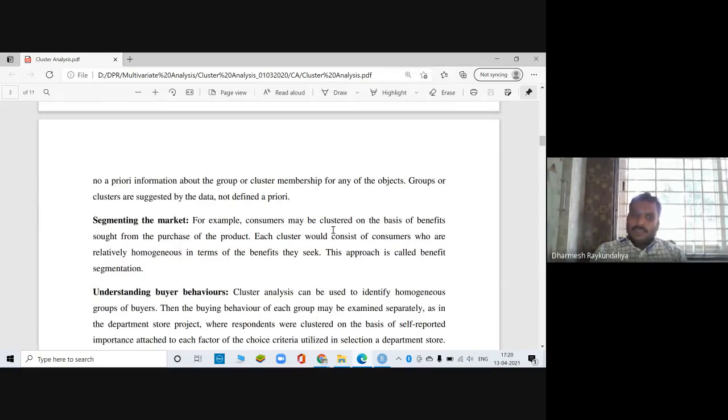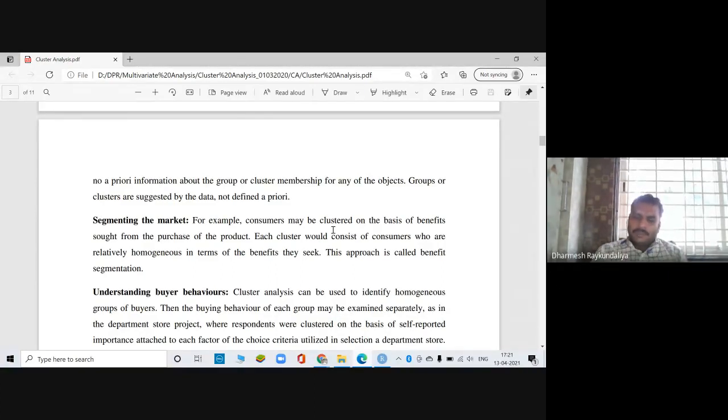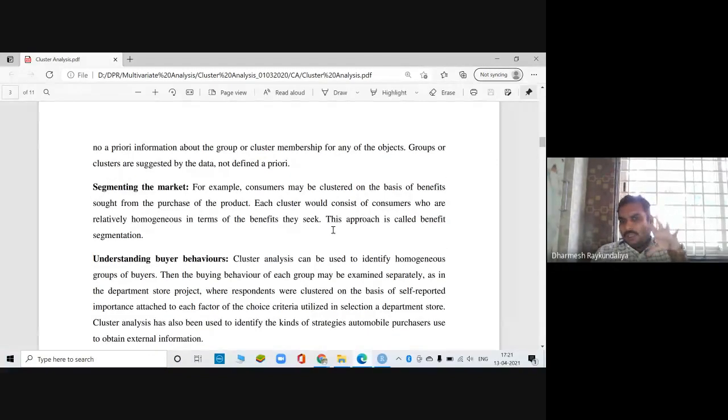It can be used for segmenting the market. For example, consumers may be clustered on the basis of the benefits sought from the purchase of a product. Each cluster would consist of consumers who are relatively homogeneous in terms of the benefits they seek. This approach is called benefit segmentation. So whenever customers are classified as groups of people who seek certain benefits, that is benefit clustering or benefit segmentation. Whenever more or less homogeneous information is there, they are clubbed into the same group.